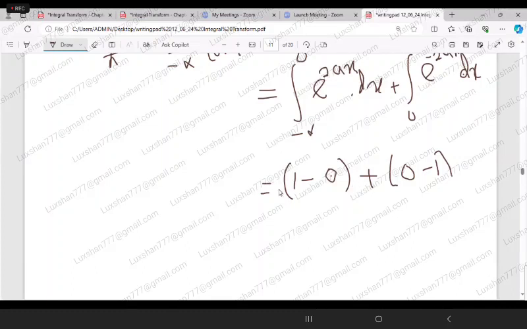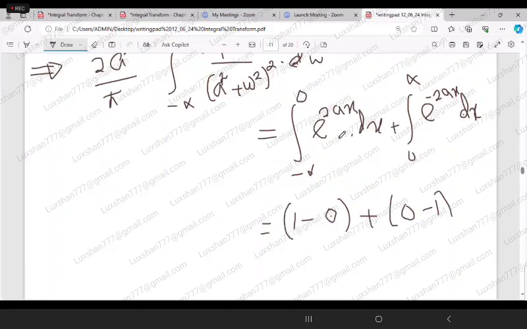I'm sorry. Yeah, we have to integrate it. Yeah, so we are integrating it now. Thank you. So the mistake is there. Sorry. We didn't integrate it, no? We haven't integrated it. So we have to integrate it.